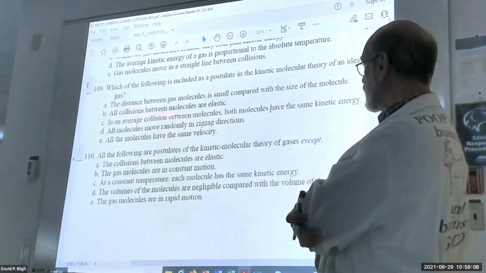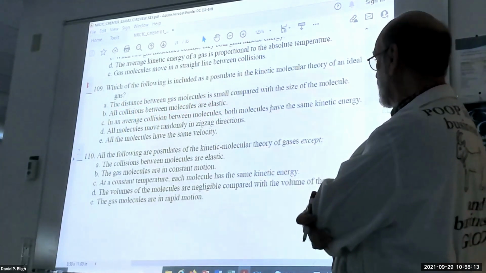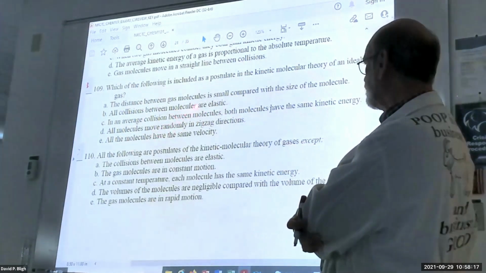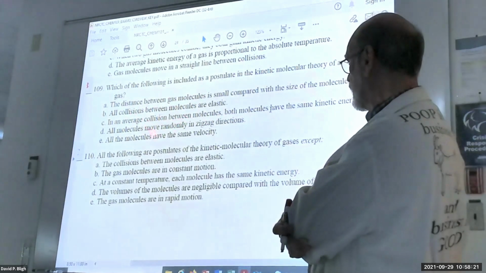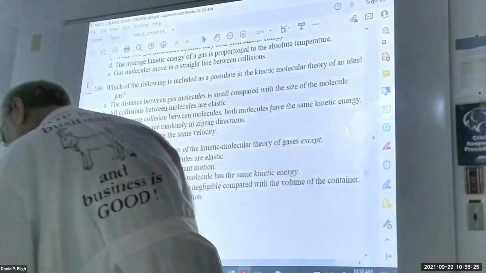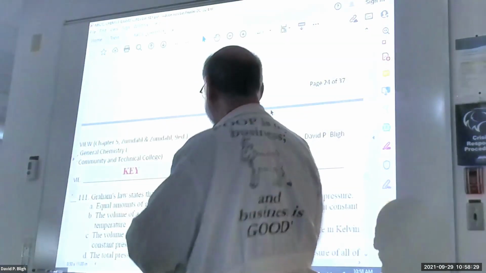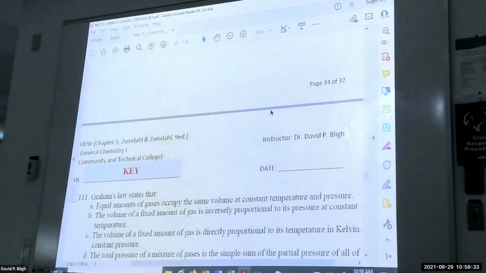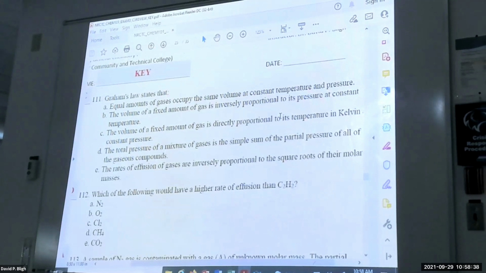All collisions between molecules are elastic. Oh yeah, we covered that one earlier. Let's see, do we have any other oddballs in here? Nope. So that has to be it. And the rest of these are going to be false. 111. There we go. Graham's law states. What does Graham's law state?